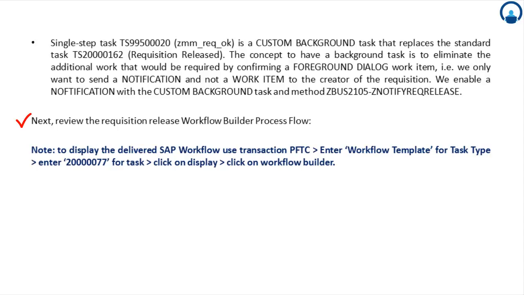Next we'll review the requisition release workflow builder process flow. So this was the baseline configurations which were divided into single step and multi-step. Now, here we should note that to display the delivered SAP workflow, we use the transaction PFTC. There we enter the workflow template or the task, like we enter 2000077 for task. Then we'll click on the display icon, and then from that point we'll go to the workflow builder. So this is how we go to the workflow builder through the transaction code PFTC. So this is called a workflow builder process flow.